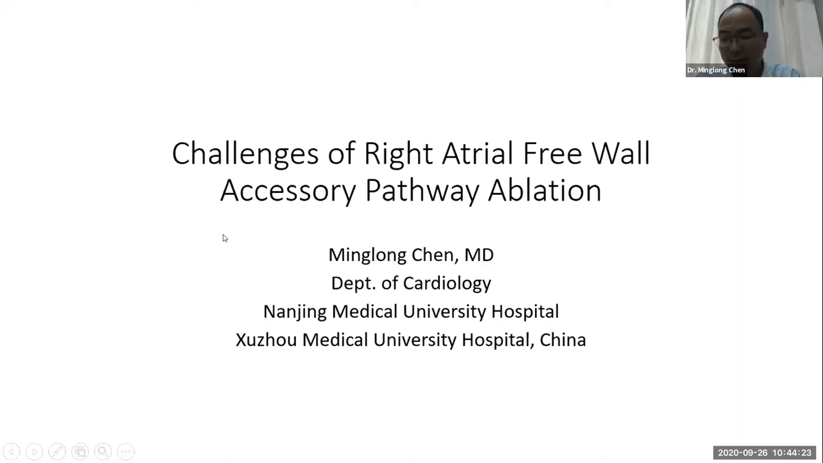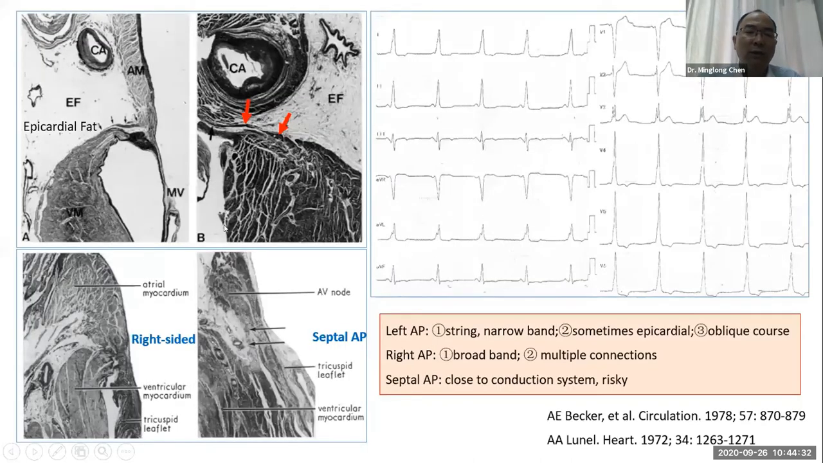So my case discussion will be focused on the right atrial free wall extra pathway. Let's first take a look at the pathology and the histology of the extra pathway. This is the left-sided histology of the extra pathway. You can see the left-sided extra pathway connecting the atrial myocardium to the ventricular myocardium, often a straight, very narrow band. So this is a narrow band of the extra pathway connecting the atrium to the ventricles.